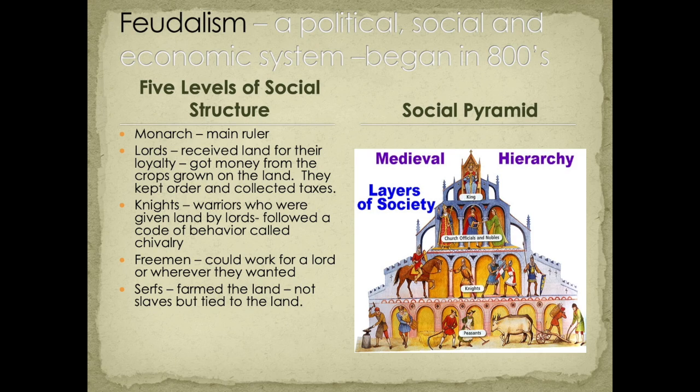Knights, warriors given land by lords, follow the code of behavior called chivalry, which we're going to talk about. They were the ones who protected the land. Freemen, whom we don't talk much about, could work for a lord wherever they wanted. The difference between a freeman and a serf is that a serf was tied to the land.